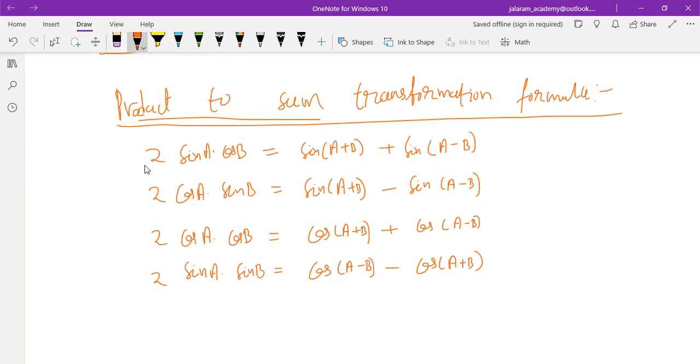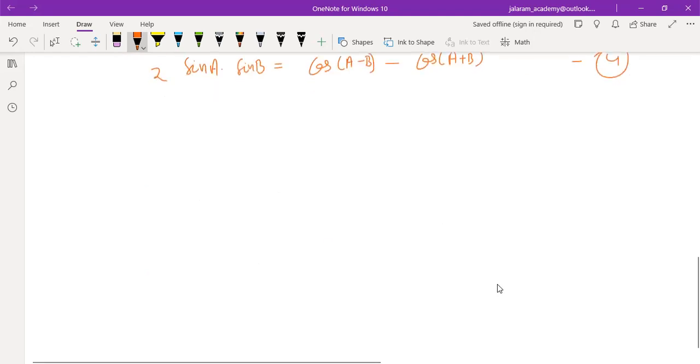So the first formula is 2 sin A cos B equals sin(A+B) plus sin(A−B). The second formula is 2 cos A sin B equals sin(A+B) minus sin(A−B). The third formula is 2 cos A cos B equals cos(A+B) plus cos(A−B). The fourth one is 2 sin A sin B equals cos(A−B) minus cos(A+B). Hope you have written these formulas in your notebook and have learned them also. Have you learned them?